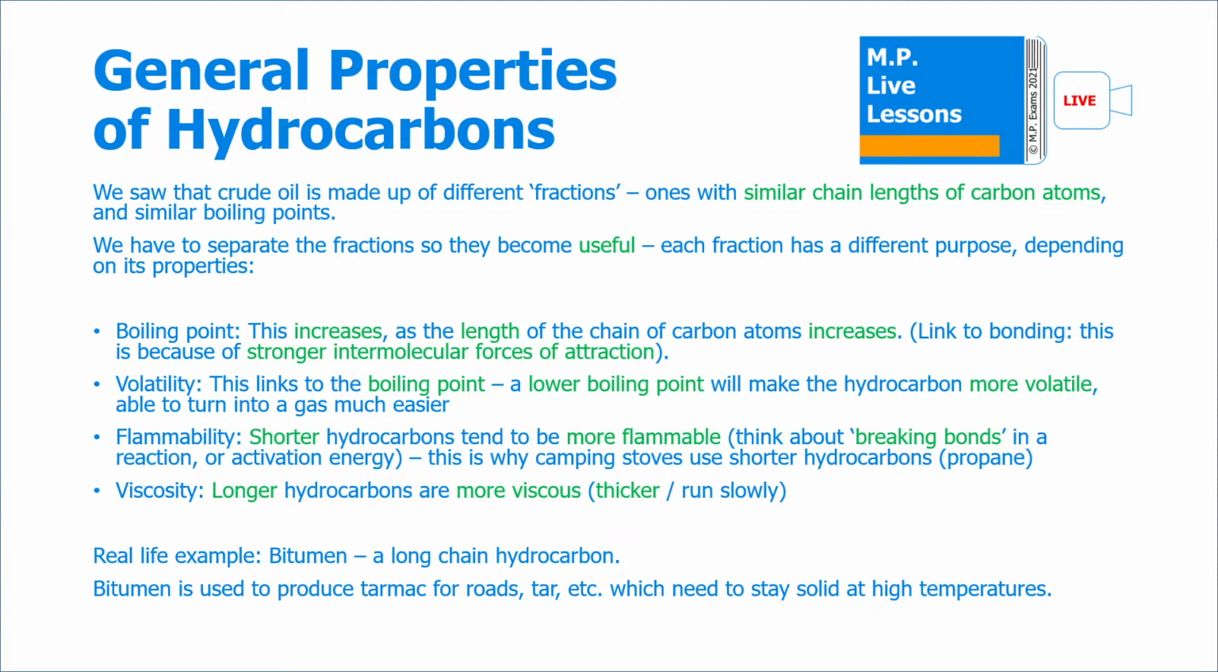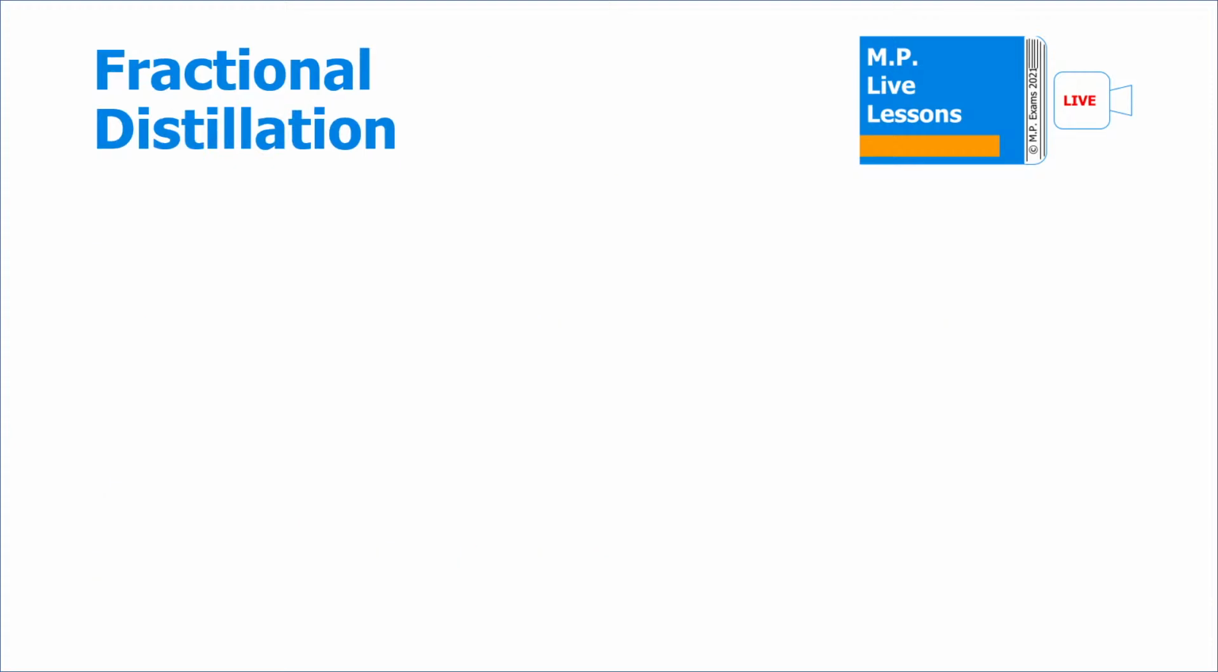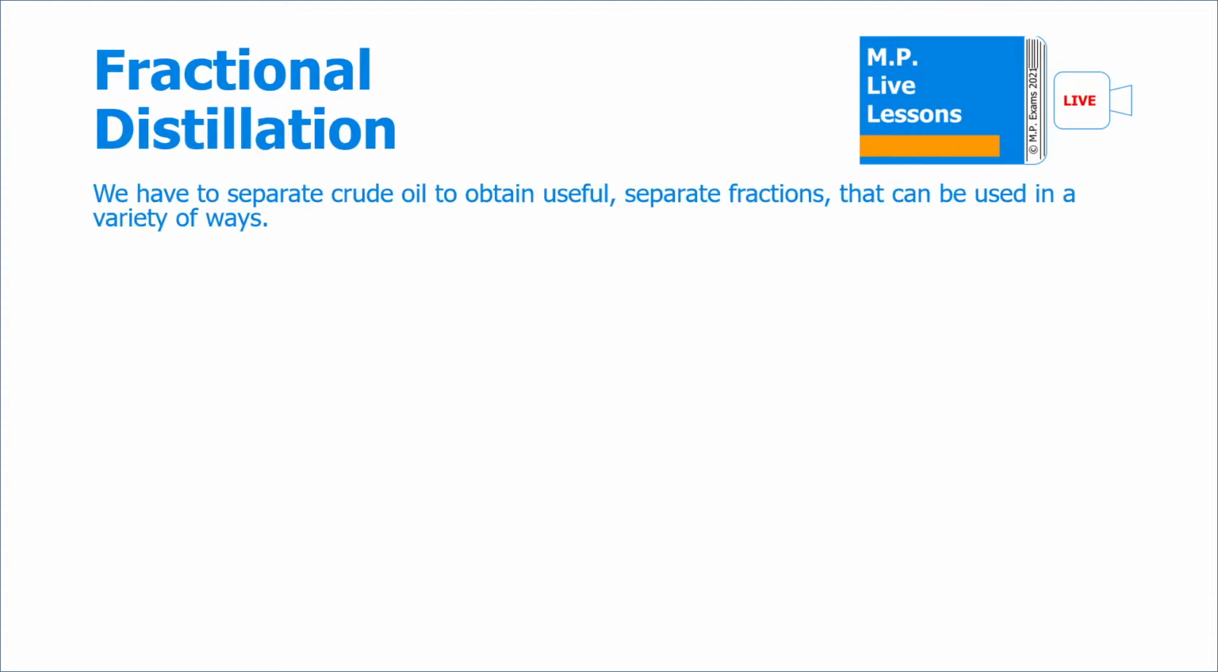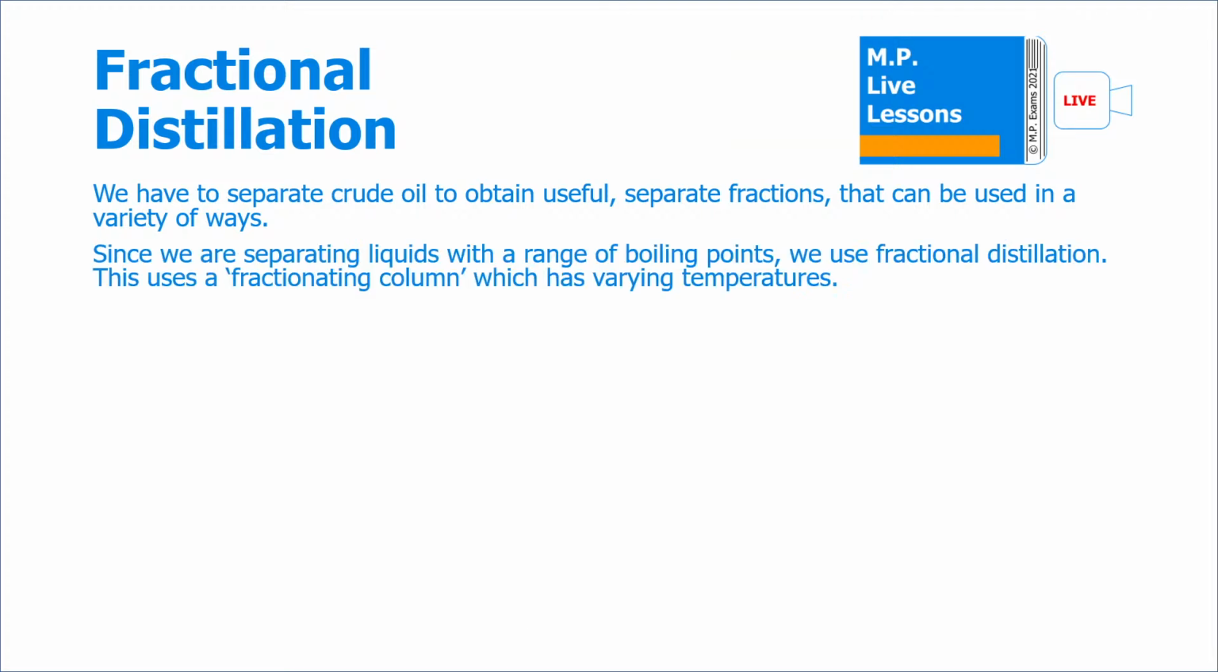Now, to separate all these hydrocarbons or fractions, we need to use fractional distillation. Since we are separating liquids with a range of boiling points, we use this process, and this will use a big fractionating column, which has varying temperatures. So this is a very tall cylinder or column, if you like. That's where the gas is fed through, and then each fraction is collected at different levels, and you'll see why.